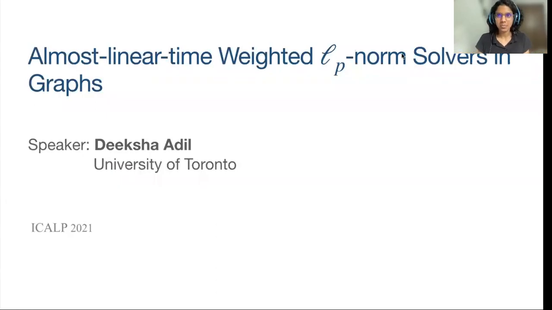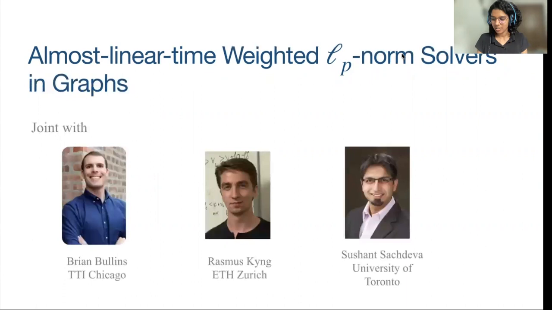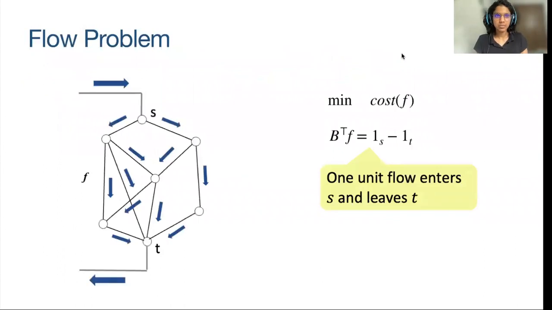I'm going to be talking about an almost linear time algorithm for minimizing LP norm objectives on graphs. This is joint work with Brian Bullens, Rasmus King, and Sushant Sachdev. So I'll first define two families of problems, flow and voltage problems.